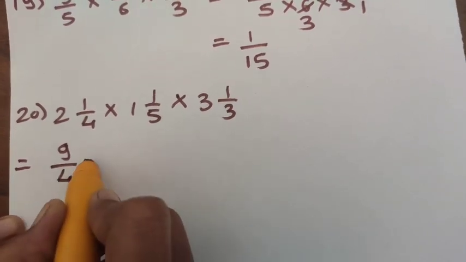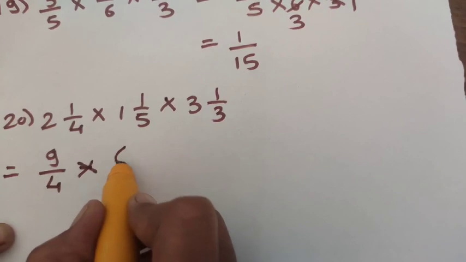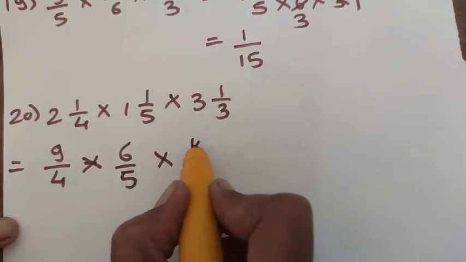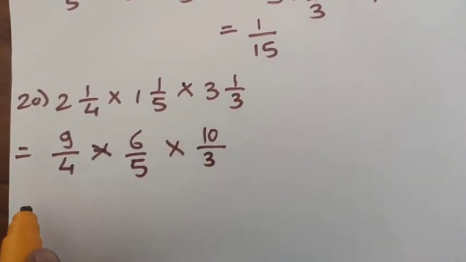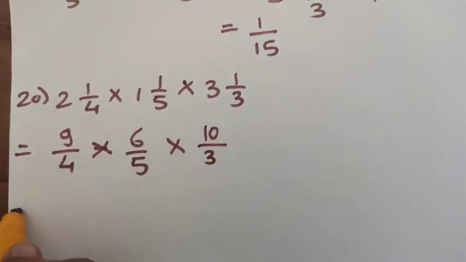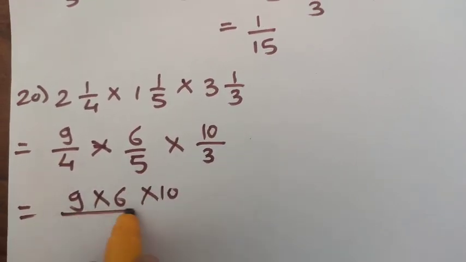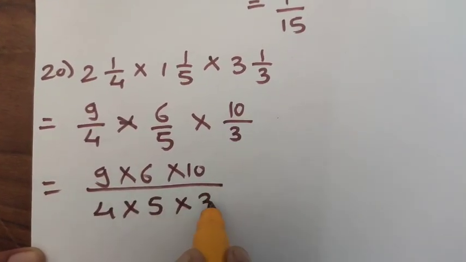9 by 4 is the improper fraction. 5 1s are 5 plus 1, 6 by 5. 3 3s are 9 plus 1, 10 by 3. Now, 9 into 6 into 10 upon 4 into 5 into 3.